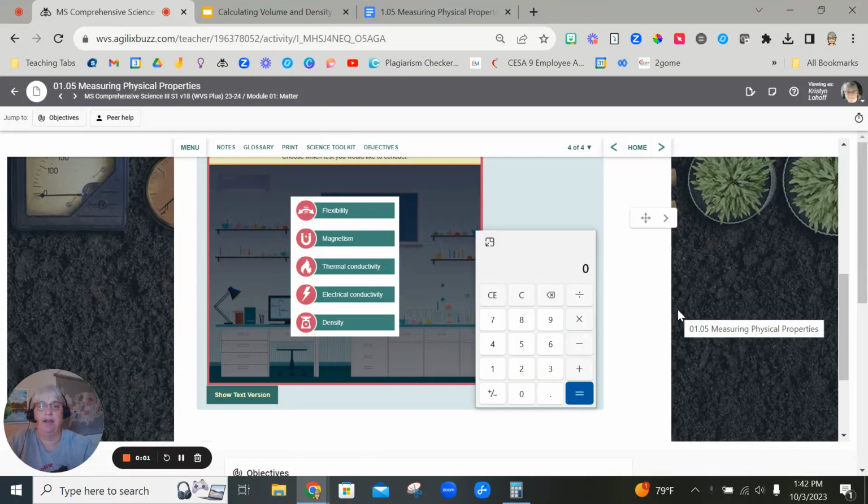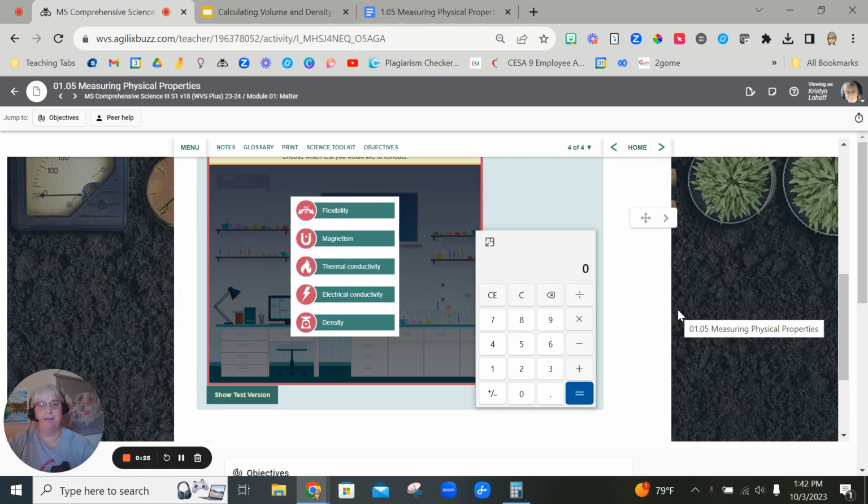Hello, if you're here, it's because there's confusion in this lab for 1.05 measuring physical properties. When you watched the video and looked at the lab report, you probably noticed that things look different in the lab from the video that you were watching. I was aware of that issue because I made the video last year, and I knew there were some changes in how that lab report looked.